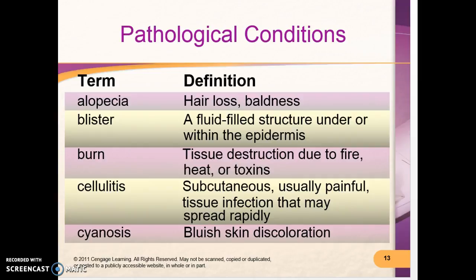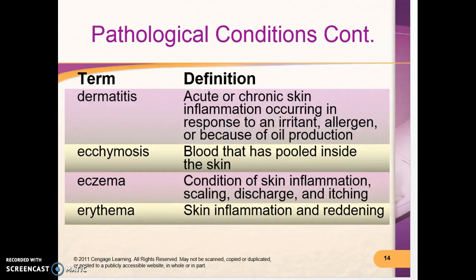Here are some of the conditions that you're going to read about. We've got the term alopecia. If you've ever heard anybody talk about losing their hair, that's called alopecia. That's the medical term for it. We've got things like blisters and burns and cellulitis, cyanosis. We've got dermatitis, ecchymosis, eczema, erythema. So these are all different types of conditions that you will read about.